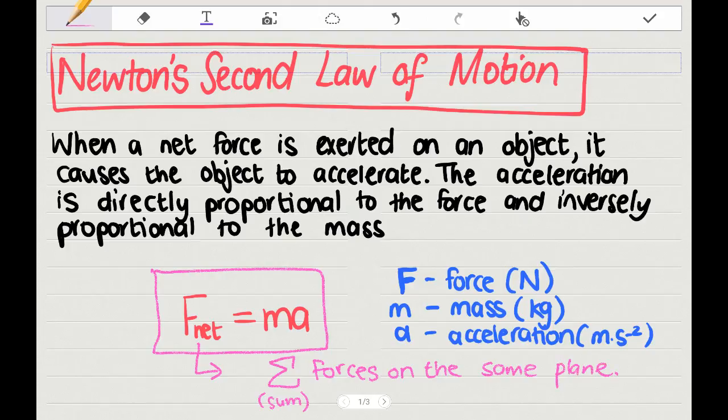So here we have F being force measured in newtons, M mass, which is measured in kilograms, and A, which is acceleration measured in meters per second squared. If this is not in the correct unit, you have to check that it is in the correct unit and convert if necessary. Sometimes they give you, say, the unit as kilometers per hour. That is not the correct unit, and you would have to convert it to one of these units. Okay.